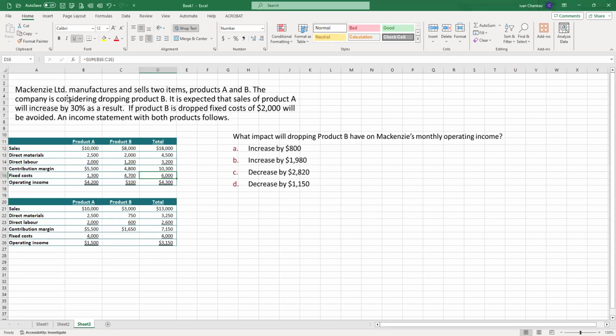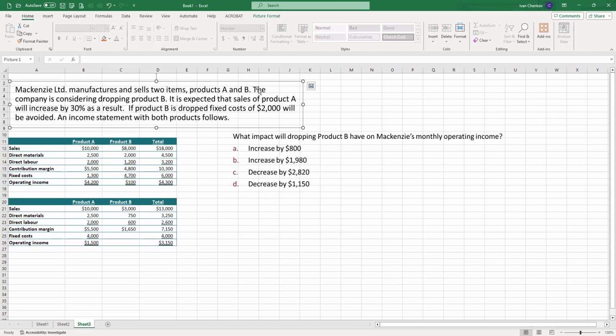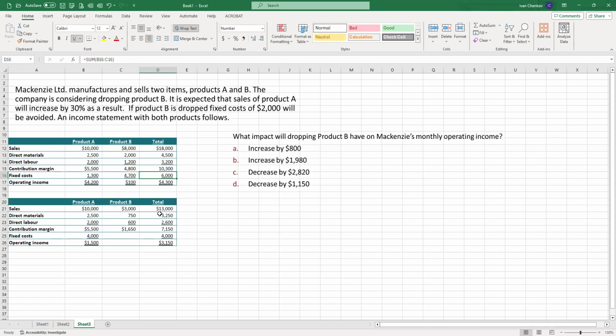Okay. So the company manufactures and sells the two items, A and B. The company is considering dropping product B. So we drop the product B, right? Gone. Now, what's going to happen? If the product B is dropped, the fixed cost of 2,000 will be avoided. How much is the fixed cost right now? Total cost is 6,000. So if we drop it, it's going to be 4,000. Makes sense? Yeah.